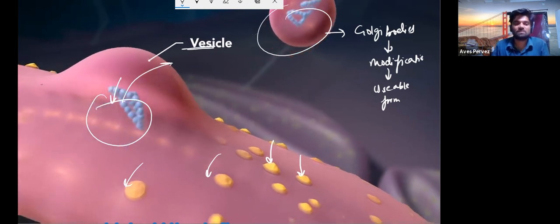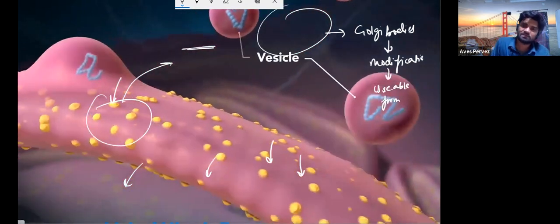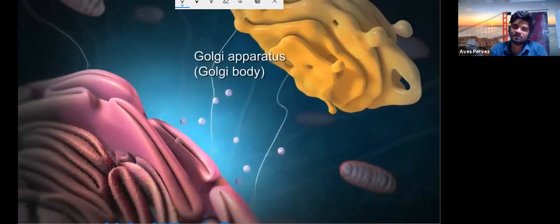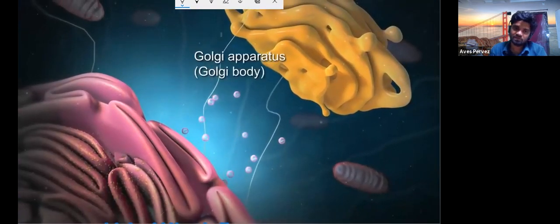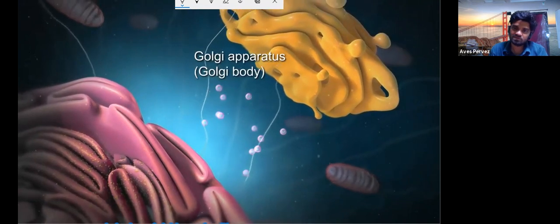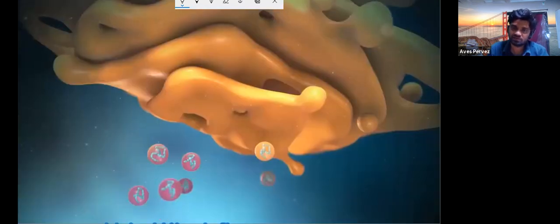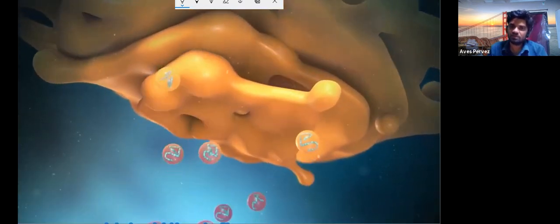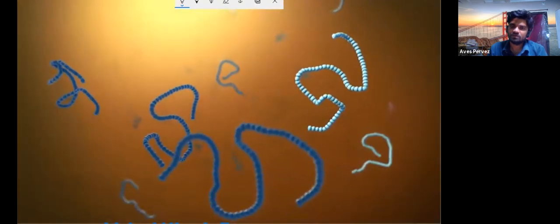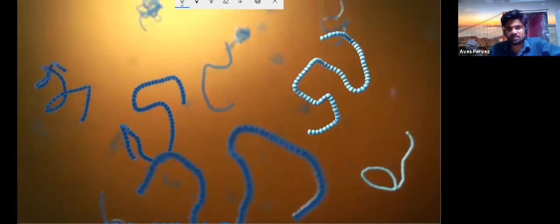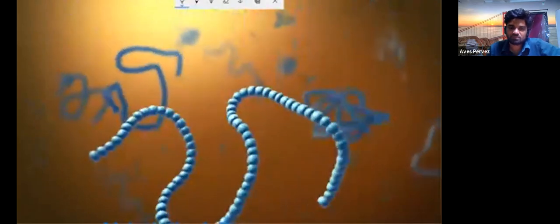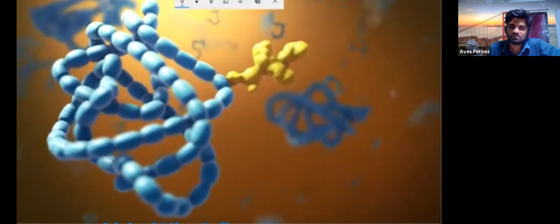Okay, so watch this one. In small vesicles, where the Golgi apparatus, sometimes called the Golgi body, receives them. As proteins move through the Golgi body, they're customized into forms that the cell can use. The Golgi body does this by folding the proteins into usable shapes, or adding other materials onto them, such as lipids or carbohydrates.